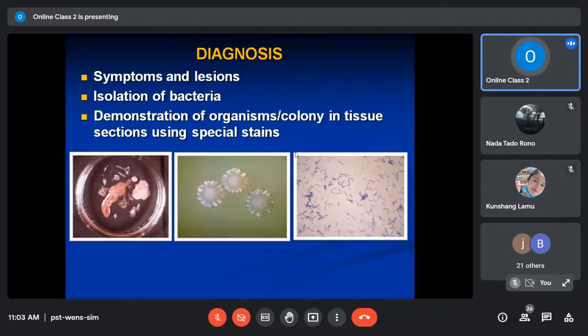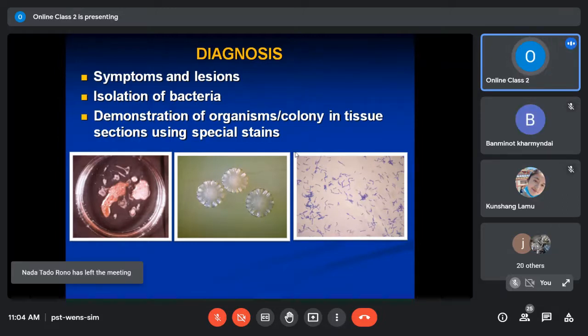Finally, diagnosis. It is based on the clinical signs and symptoms and the lesions, particularly the suppurative, rarefying osteomyelitis showing a lumpy condition of the jaw. The animal may be very weak, with a very painful and swollen jaw. You can confirm by isolating the organism from the pus material, or sometimes in the affected tissues using some special stains.